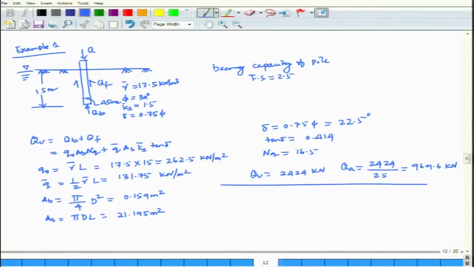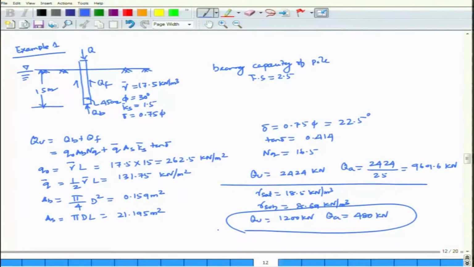Then, if the water table is at ground surface, gamma saturated is given, that is your 18.5 kilonewton per meter cube. So, gamma submerged you can calculate, which is your 8.69 kilonewton per meter cube. Then you calculate QU. So, QU comes out to be approximately 1200 kilonewton, and QA is equal to 480 kilonewton.